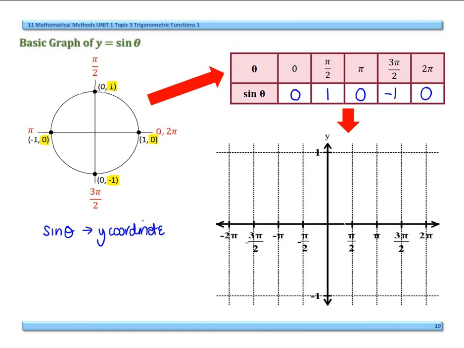So if we look at our graph, we're looking at a graph of our amplitude y across time, which is x, or theta in this case. So I'll label the axis theta. So we're starting at 0, 0. Then we're going pi on 2, 1, pi 0, 3 pi on 2, -1, 2 pi 0. So if you join those dots, we get our graph.